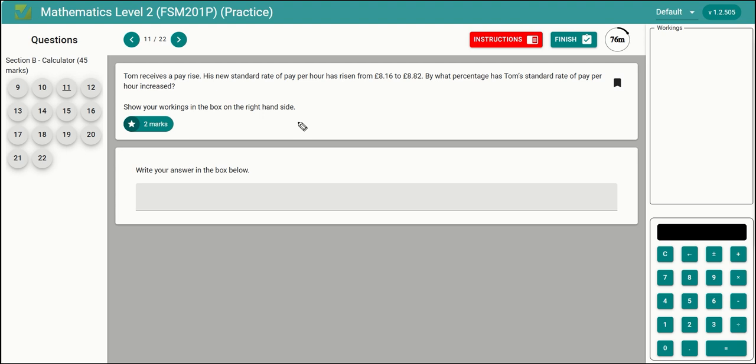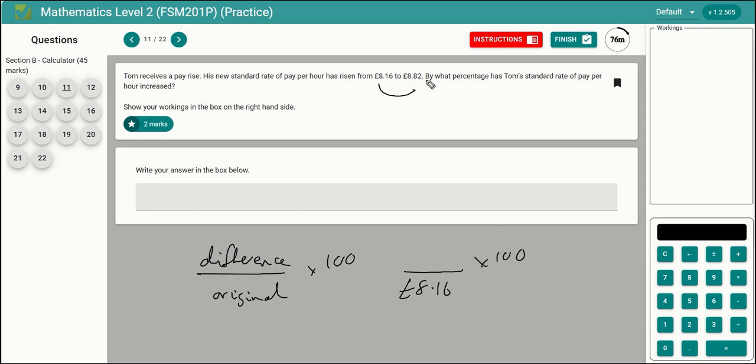Okay, question 11. So we need to work out the percentage increase from £8.16 to £8.82. So to calculate the percentage change, we just need to remember it is the difference divided by the original multiplied by 100. Okay, so here it was originally £8.16. What is the difference between these two values? Okay, so all we need to do, grab the calculator, 8.82, take away 8.16, and that is 0.66.